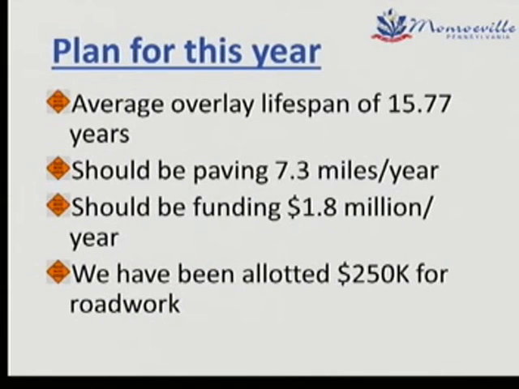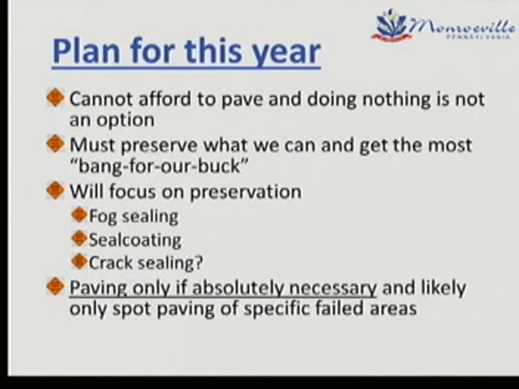Then we get to what our plan is for this year. What we've seen historically looking at the data is our average lifespan of our overlays is 15.77 years. If you take our road mileage and divide it by that, we should be paving 7.3 miles per year, which would cost us about $1.8 million a year. This year we have $250,000 for road work. So obviously we're a little bit short-funded.